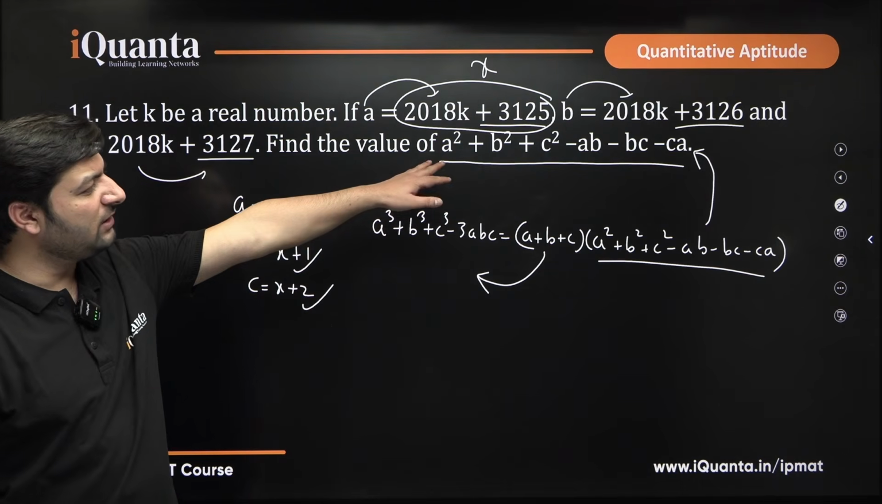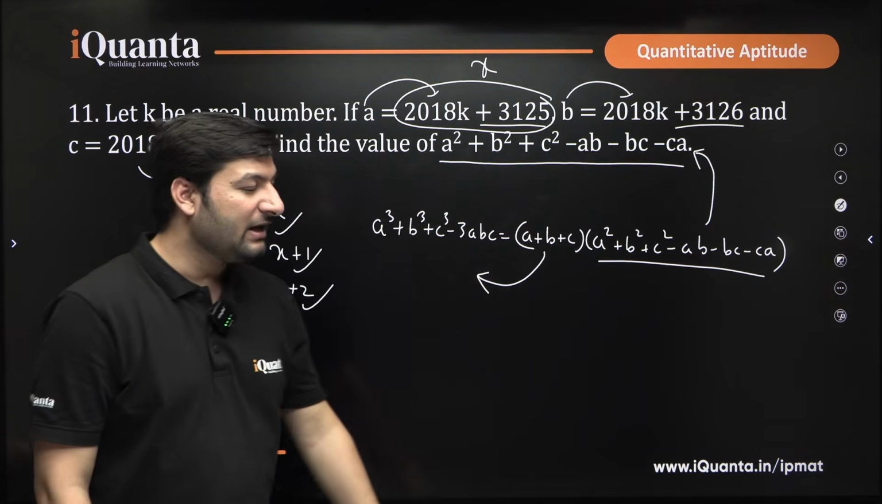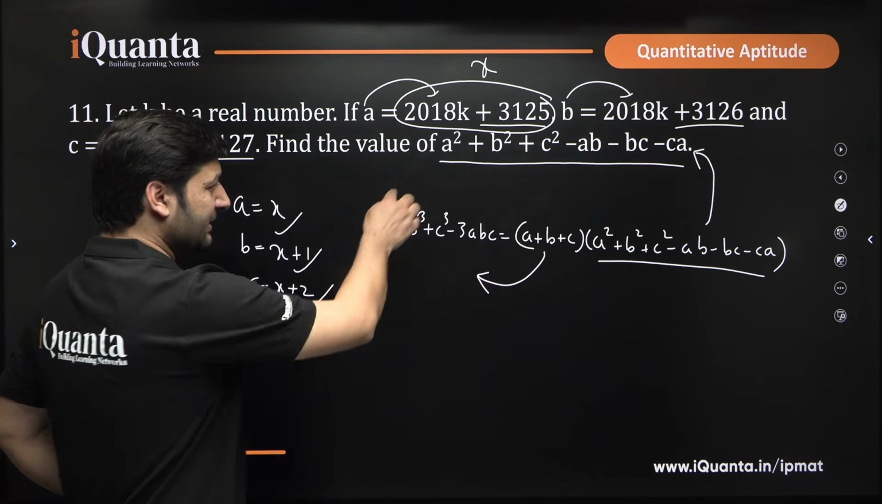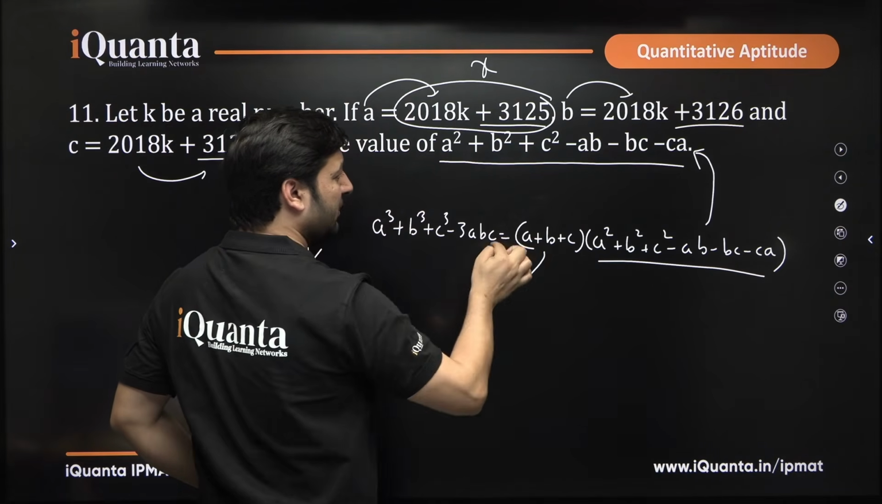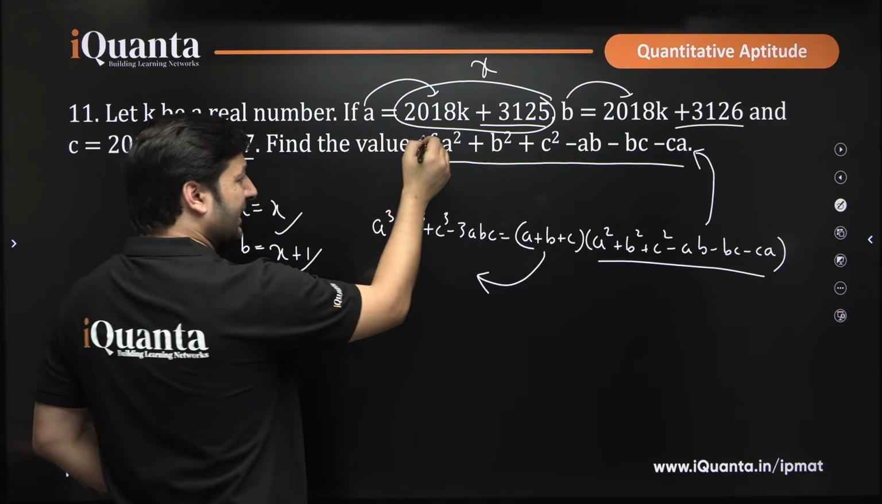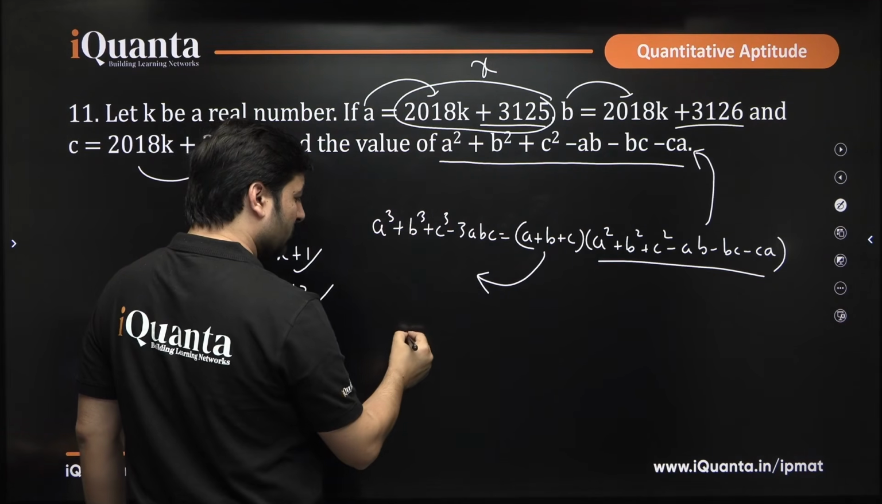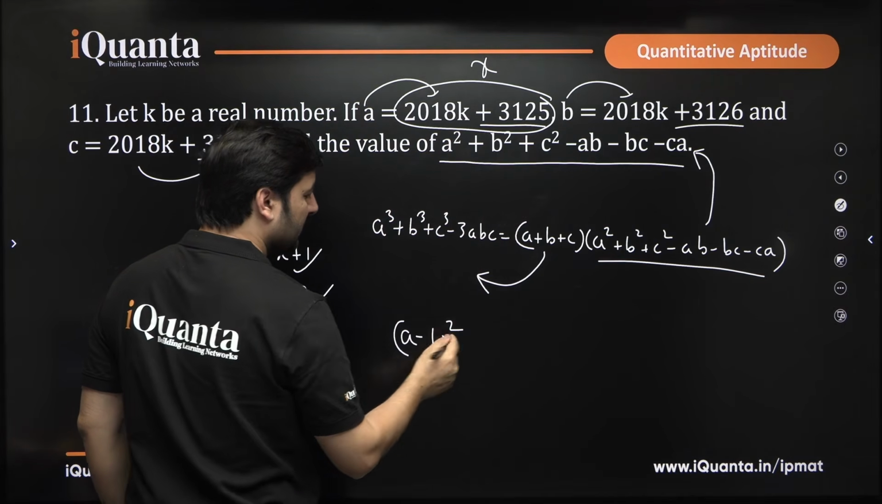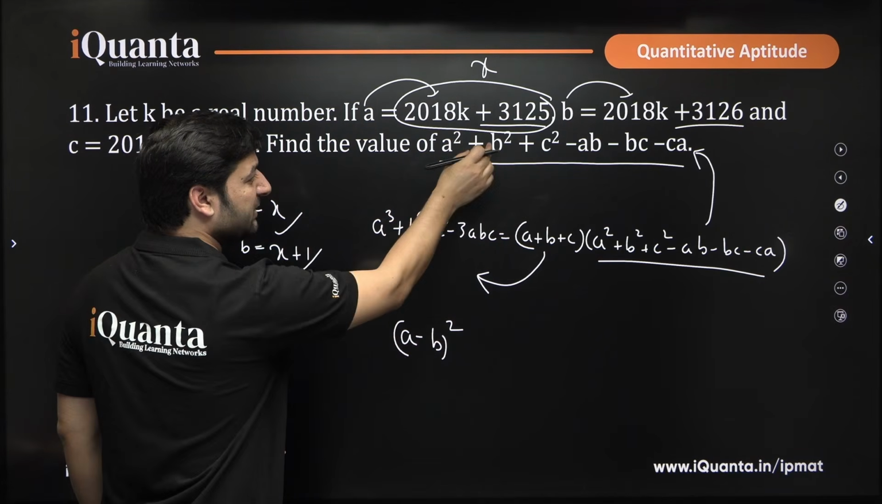So whenever the value of such an expression is asked, in that case you can do one more thing. See, there is a square and there is ab for it, b square and bc for it, c square and then ac for it. Can I write, because there is a square and ab there, can I write it as (a minus b) square first? I will generate an a square and a b square as well. Yes or no?